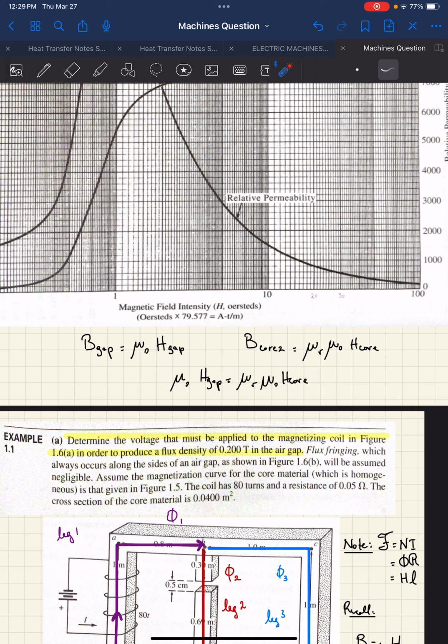The mu naughts you can cancel out. But it's very clear that H in the gap is different than H in the core. It has to be. So even though the flux densities are constant, the magnetic field intensities are not constant. That's something that we need to discuss. I'm going to erase this little aside over here.